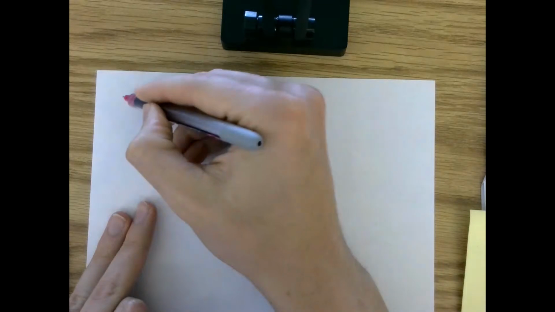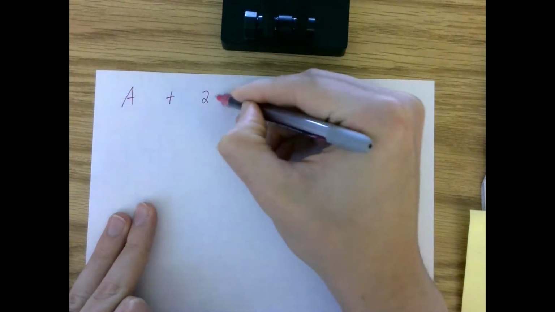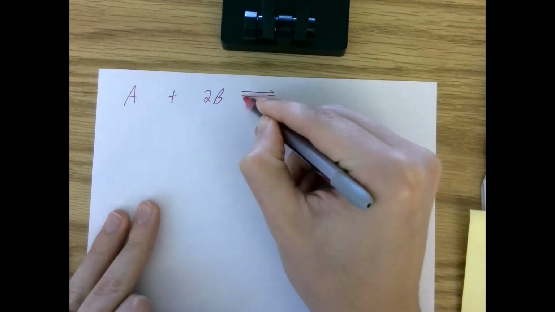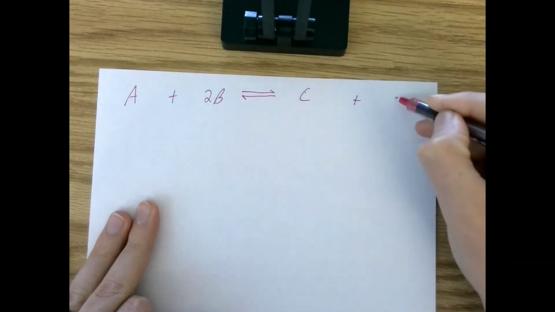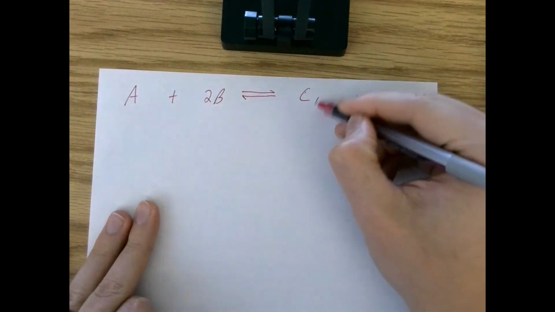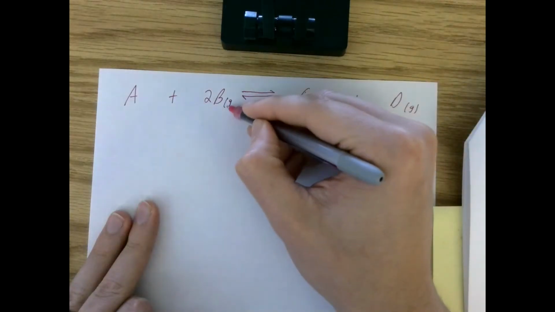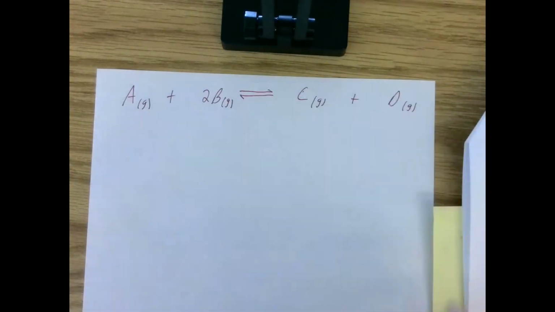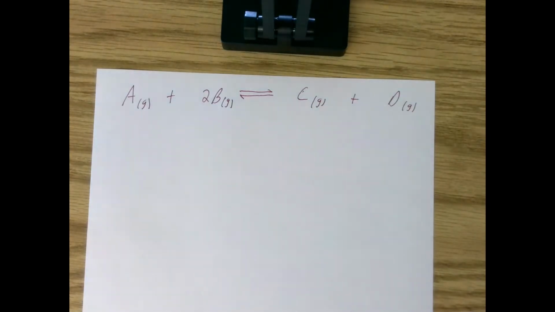Alright, so let's look at just kind of a generic reaction. Let's say I just have A plus 2B makes C plus D. Let's just say they're all gas. So obviously you can't balance this because it's just made up things. But on the test or in the future, be sure you balance whatever I give you.